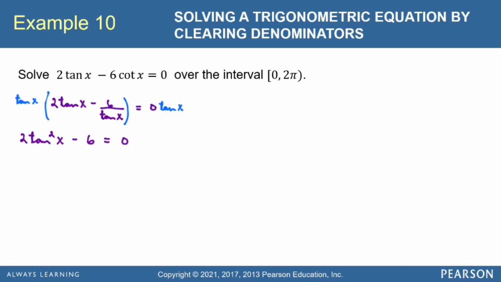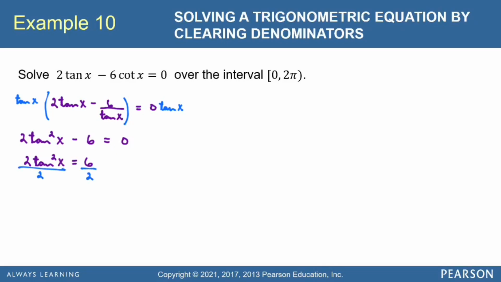Now here we are back in the same position that we were in on part B of example 9. We have a squared trig function and no other terms that contain trig functions. So let's try again solving by square root property. To do that, we'll need to isolate the tangent squared x on one side of the equal mark. So let's add 6 to both sides. That will give us 2 tangent squared x equals 6.